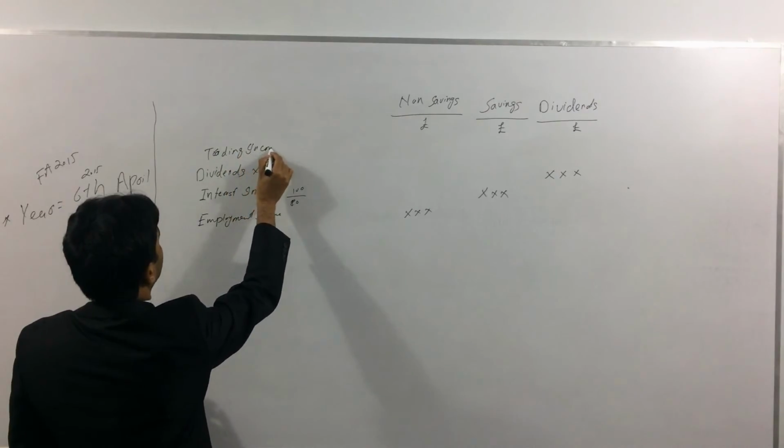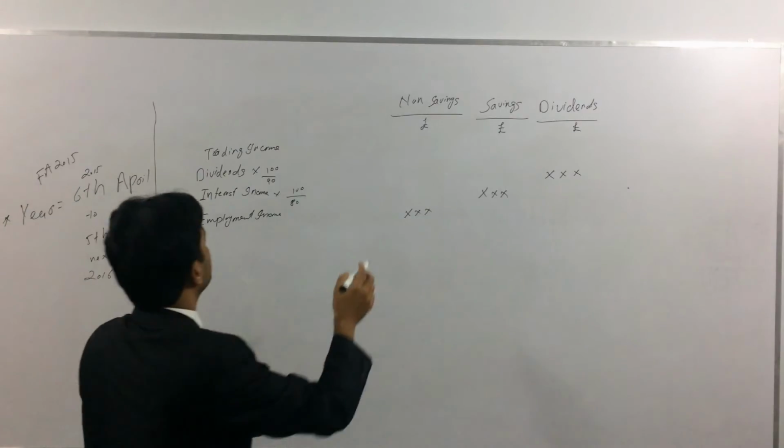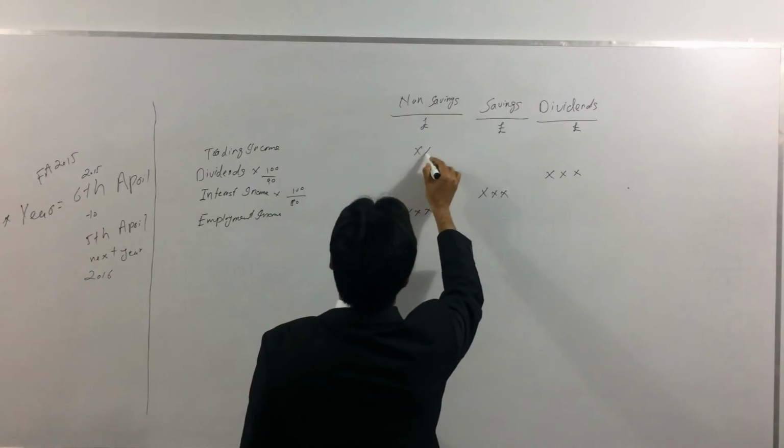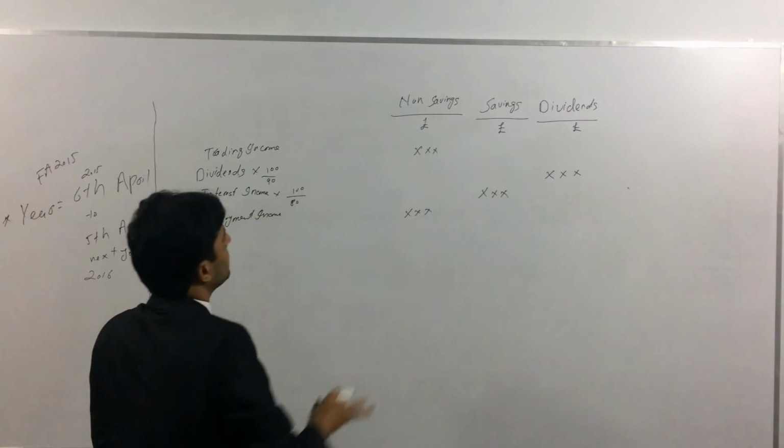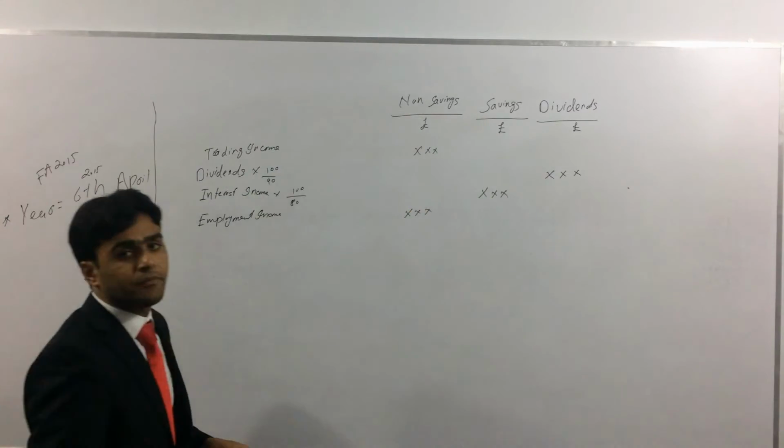Now there could also be a trading income. Say for example, if I have a business and I am earning some money from the business, that is a trading income, and it will always go into the non-savings, as I said, and just two incomes will go into the different columns. The rest of the stuff will go into the non-savings. Alright?